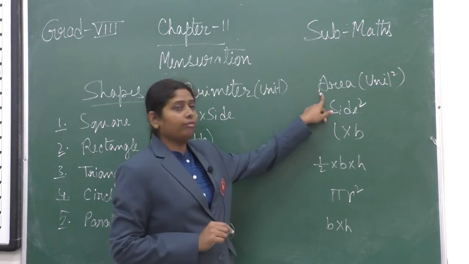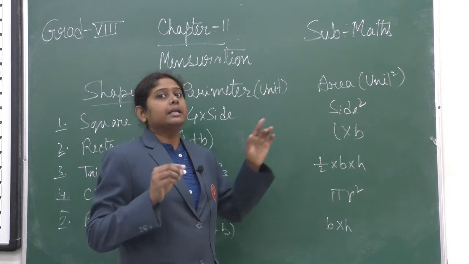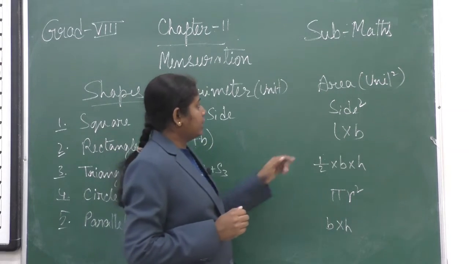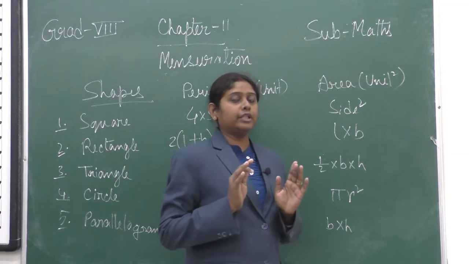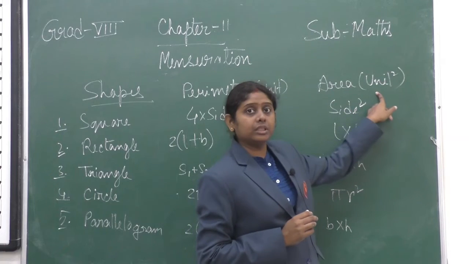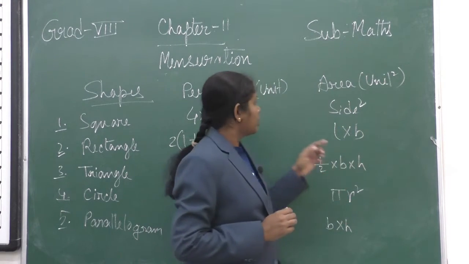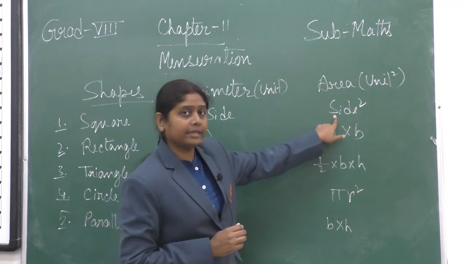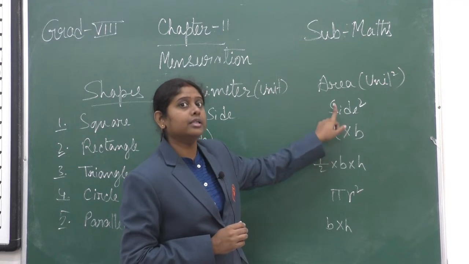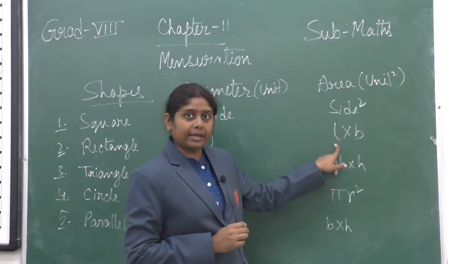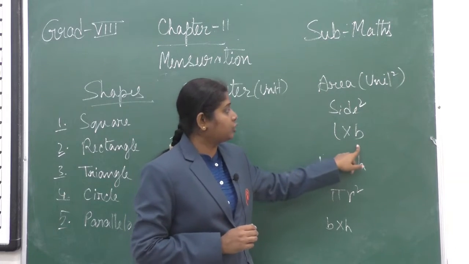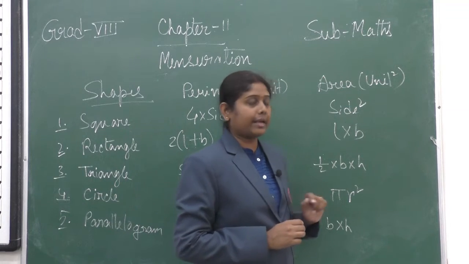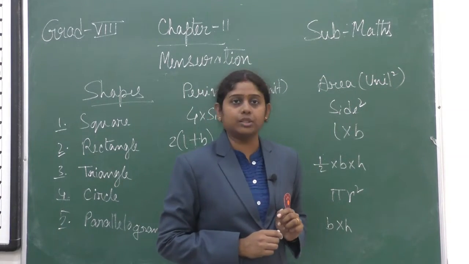Next, the formulas of area. Area means the amount of space taken by a 2D figure. Here we are multiplying two dimensions, that is why the unit will be unit square or square unit. So, the area of a square is side into side, that is side square, square unit. Next, the rectangle area is L into B, where L is the length and B is the breadth of the rectangle, and the unit should be square unit.